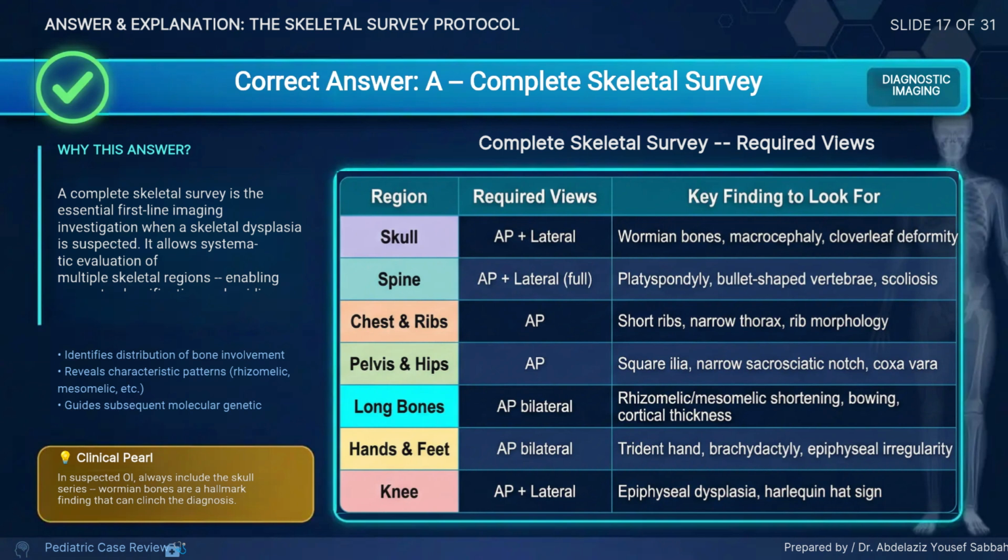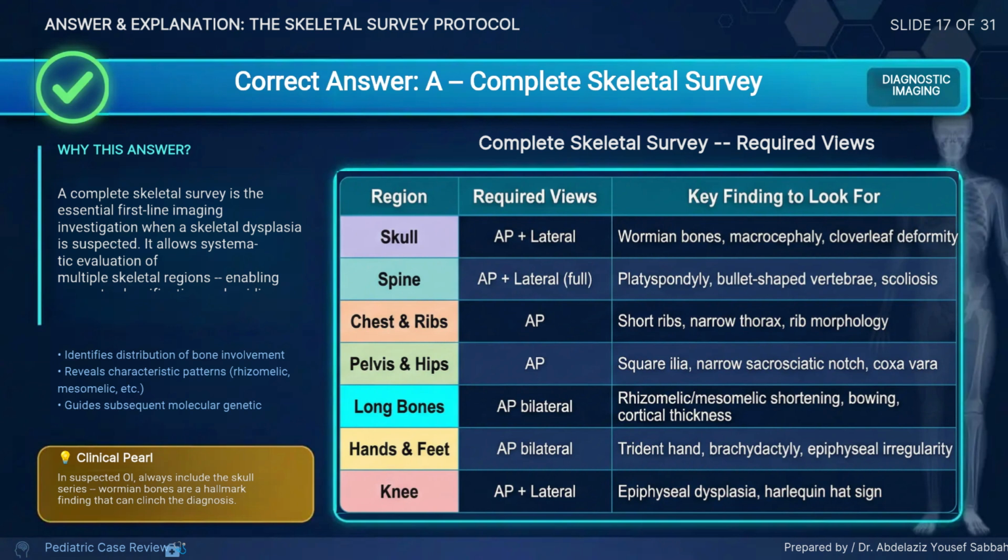The required views include skull anteroposterior and lateral to look for Wormian bones, macrocephaly, and cloverleaf deformity. Spine anteroposterior and lateral to identify platyspondyle, bullet-shaped vertebrae, and scoliosis. Chest and ribs anteroposterior to assess for short ribs and narrow thorax. Pelvis anteroposterior for square ilia and narrow sacroiliac notch. Long bones bilateral for rhizomelic or mesomelic shortening and cortical thickness.